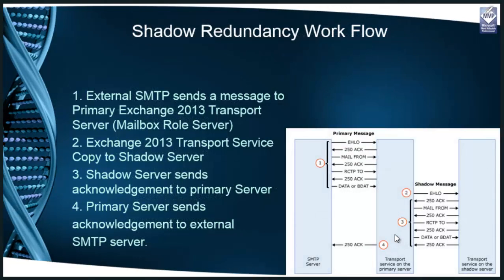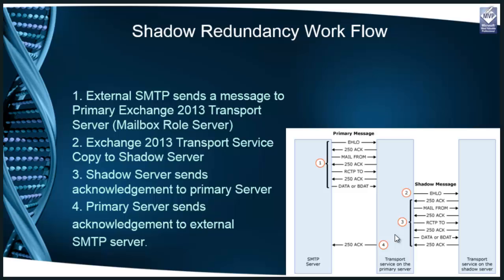All right, this is the shadow redundancy workflow. We'll talk about it a little bit. This is very simple. You can see the first server is the SMTP server on the left. Any external SMTP server is trying to send an email to our organization.